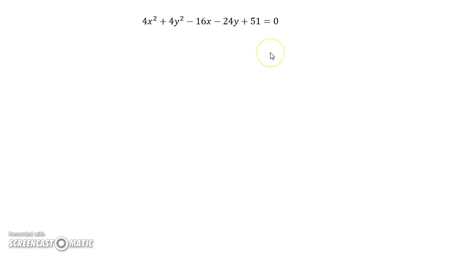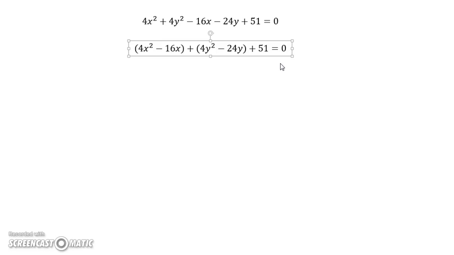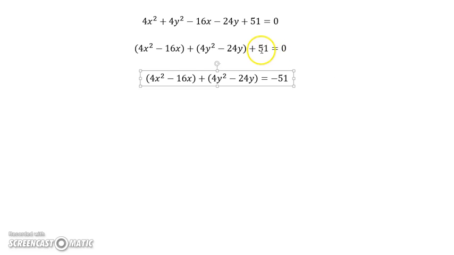So to start off, I'm going to organize our terms, our x terms, our y terms, and our constant term. So you can see here I've placed 4x squared minus 16x and 4y squared minus 24y together and left that constant, which I'm going to move to the other side to begin my completion of the square process. So if I subtract 51 from both sides, I am left with this equation, which looks a little more like what we want with our equation for the circle, but isn't there yet.